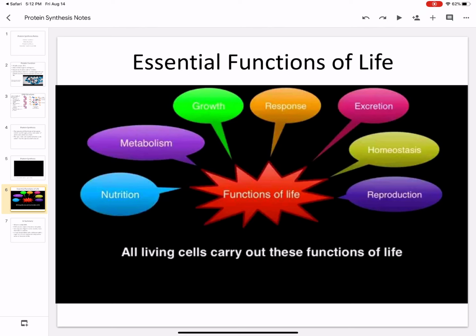Same thing with reproduction. It doesn't reproduce on its own. It has to hijack a cell to do that. So it kind of acts like a parasite, so to speak. But even parasites are considered to be alive. So viruses are not considered to be alive because they don't meet all of these functions of life.